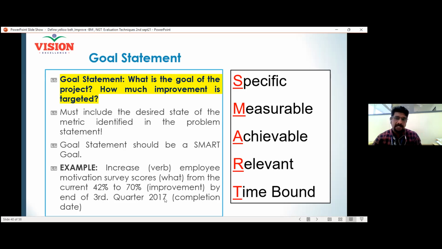So it must be specific, it must have quantifying data, and the most important thing is you have to fix an achievable goal, and it must be more relevant to the organization. I cannot fix a goal which is irrelevant to the organization at that particular point of time, and it must have a specific time.